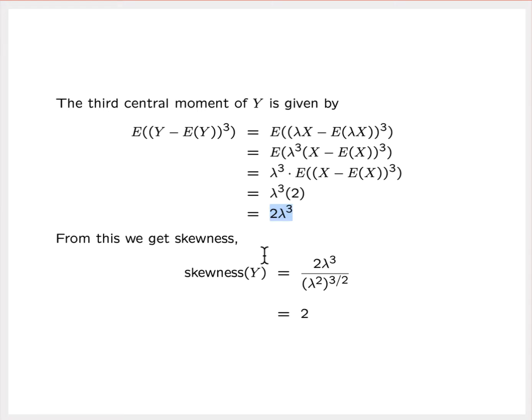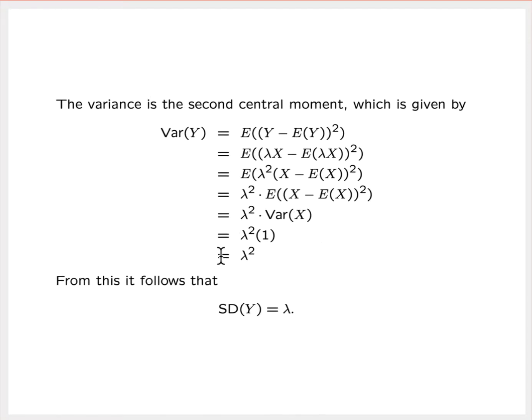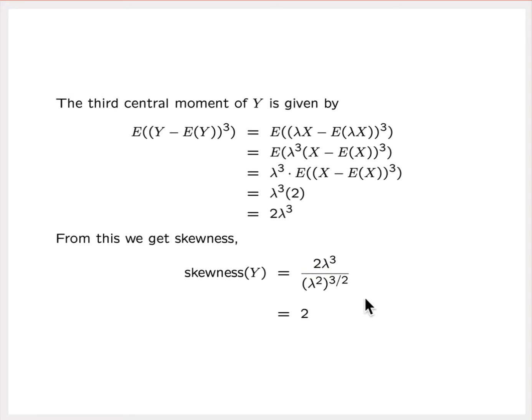Now, to get the skewness, we divide this third central moment by the variance of y raised to the 3/2 power. The variance of y was lambda squared, which we showed on the previous slide. And so when we raise that to the 3/2 power, we get lambda cubed. And so the skewness of the general exponential distribution is 2.